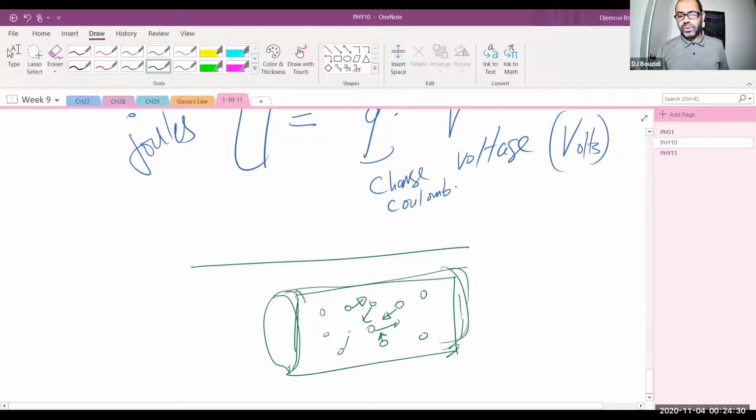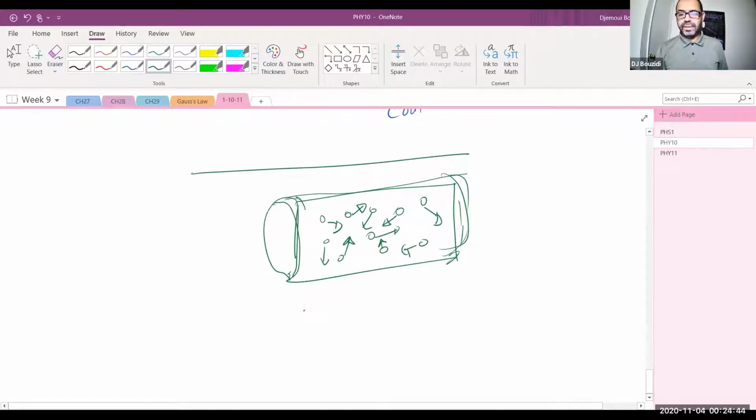So the motion under normal circumstances is random. On average, there is no motion. Okay, because if there is a net motion on average, we will have a current. So we don't really have a current, because on average the motion is random.